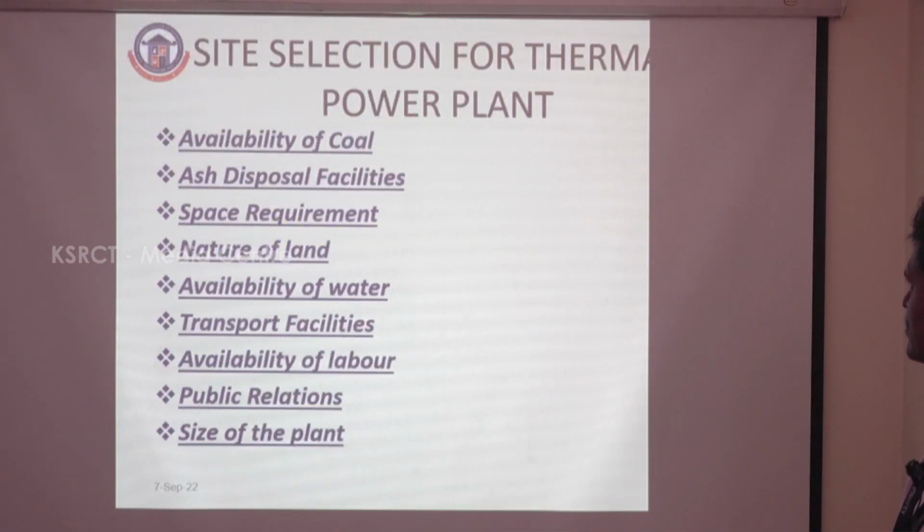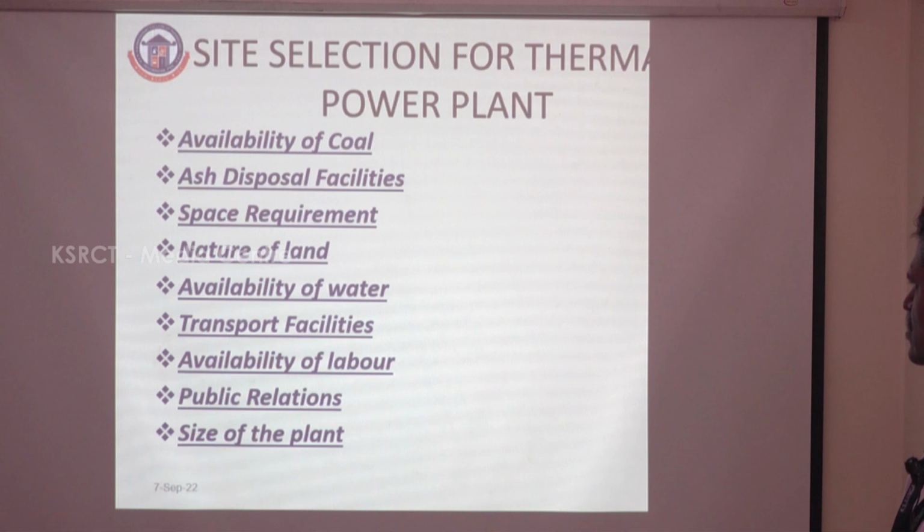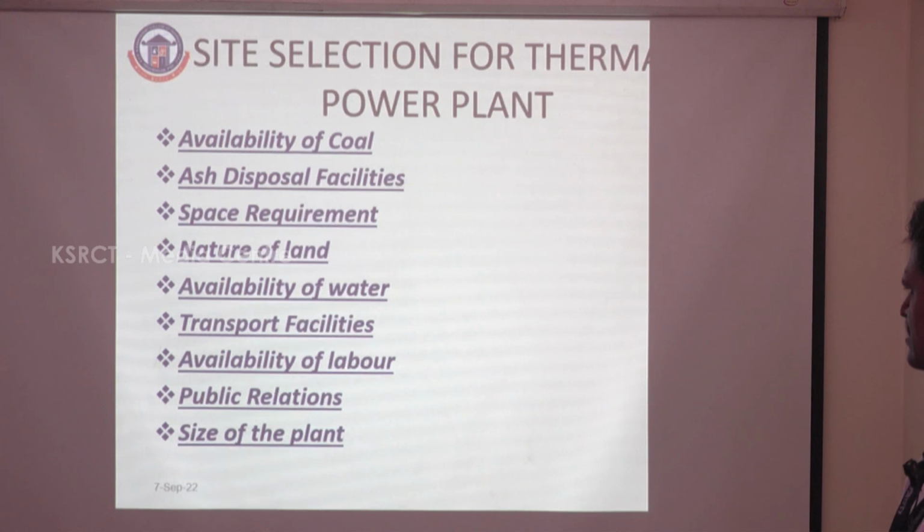The steam power plant. First of all, learn the site selection for a thermal power plant. First criteria is availability of coal. Second one is ash disposal facilities. Third, space requirement. Fourth, nature of the land. Fifth, availability of water. Next, transport facilities. Next, availability of labor, public relations, and size of the plant. Now I will explain them one by one.